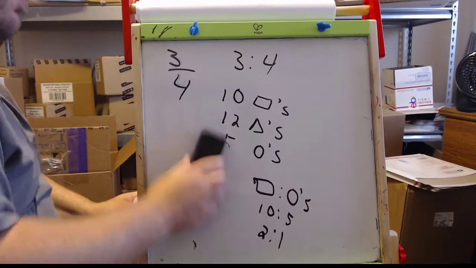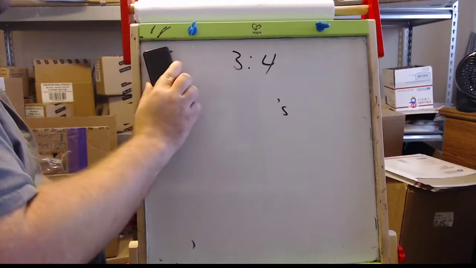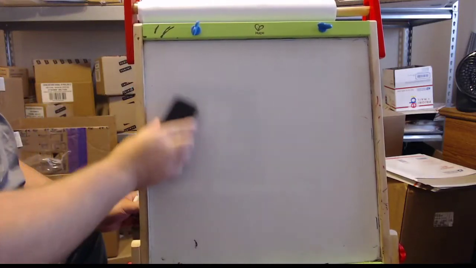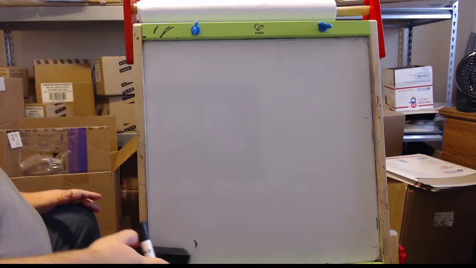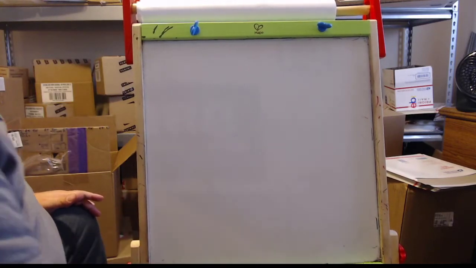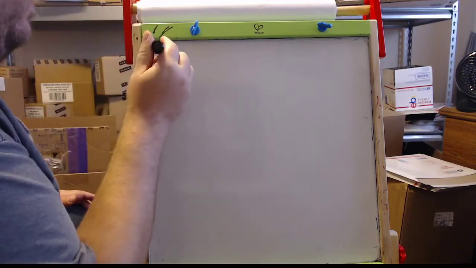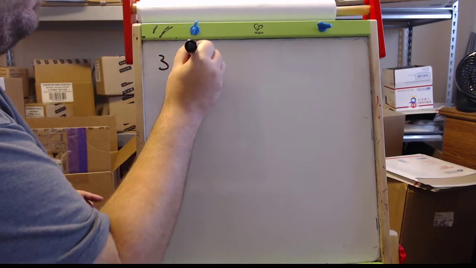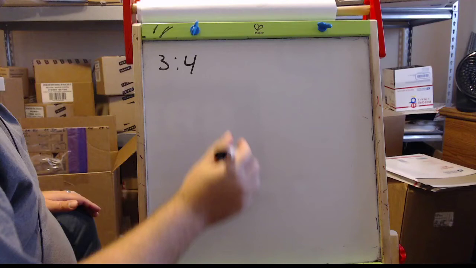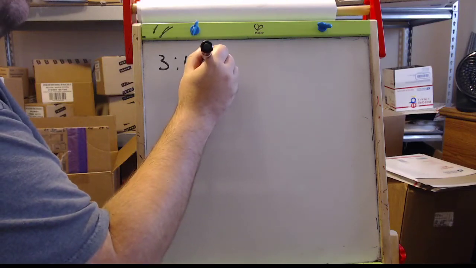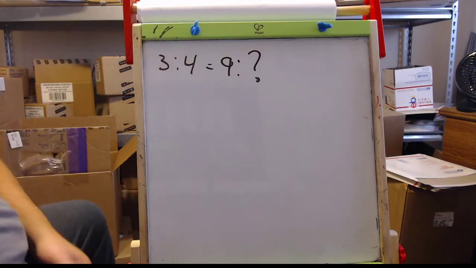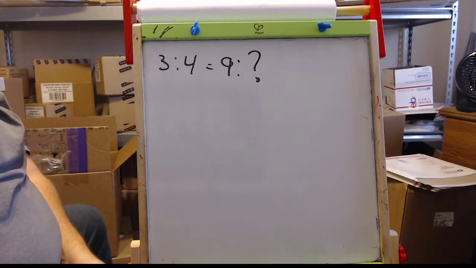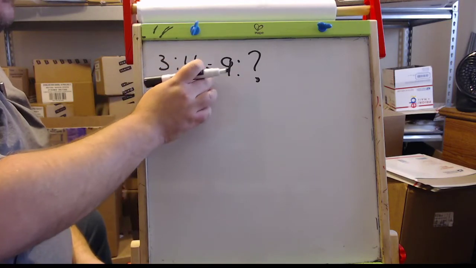What the reviews will ask you is, what if I want to compare ratios? You could do the same thing with fractions. I'll show you. Let's say we had a ratio of 3 to 4, and I wanted to know, how does that compare to 9 to what? So 3 to 4 is the same as saying 9 to what?